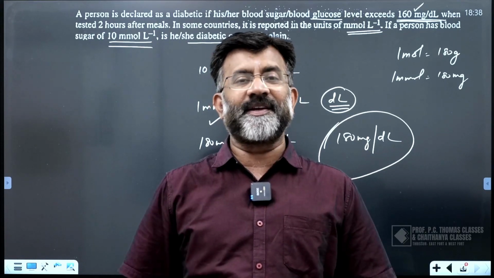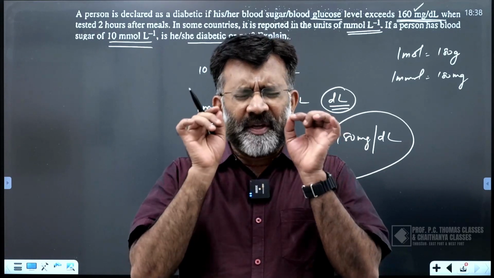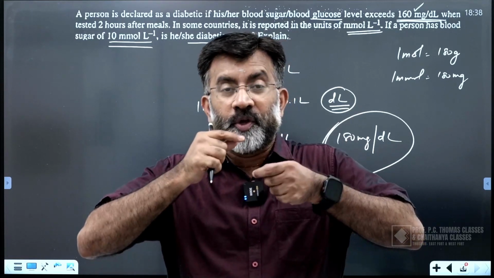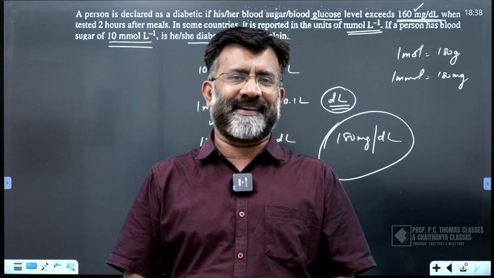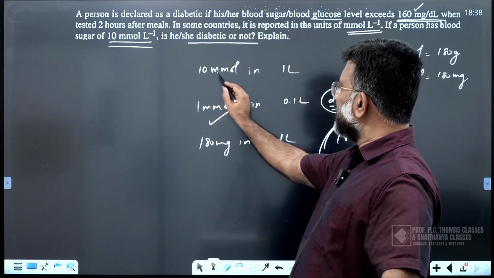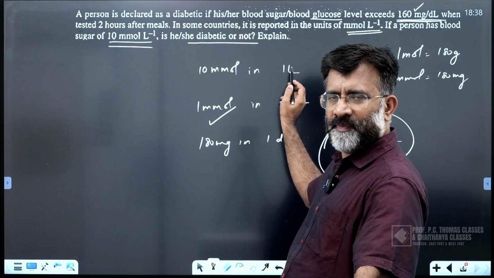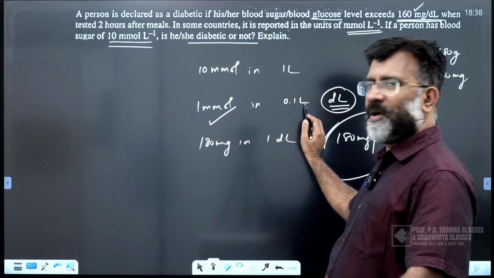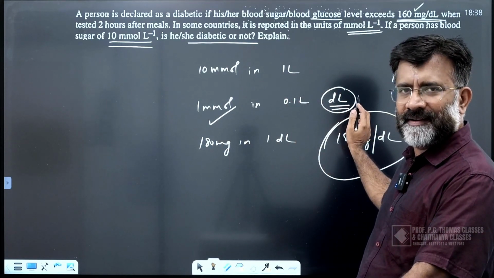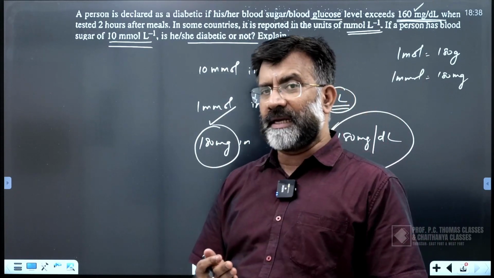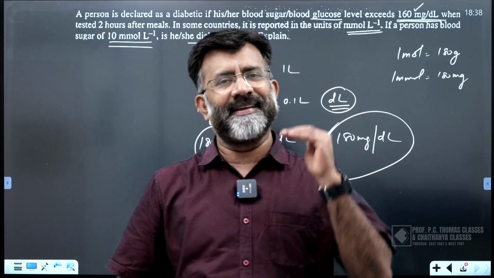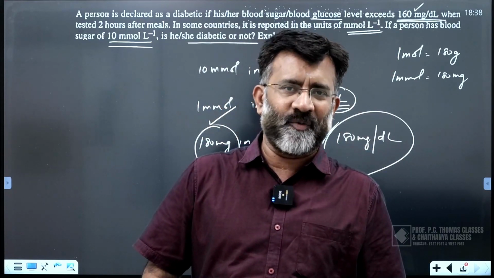And the intention of the question, once again, is a very simple aspect of unit conversion, right? You see, 10 millimole in 1 liter. So 1 millimole in 0.1 liter, that is 1 deciliter. 1 millimole means 180 milligram. So it is 180 milligram in 1 deciliter, which is above the prescribed level of 160.